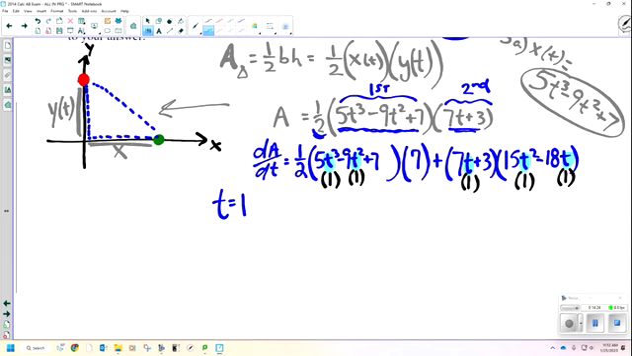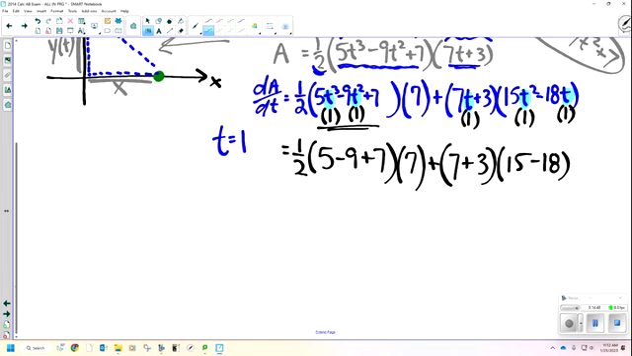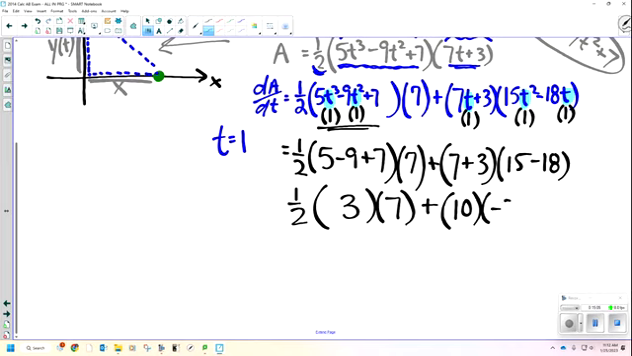So let's do our math. We have 1/2 times 5 minus 9 plus 7, times 7, plus 7 plus 3 times 15 minus 18. When I put a 1 in, I'm going to end up with all these numbers. Let's do a little bit more math. 1/2 times, 5 minus 9 plus 7 is 3, times 7, plus 1/2 times 7 plus 3, which is 10, times 15 minus 18, which is negative 3.